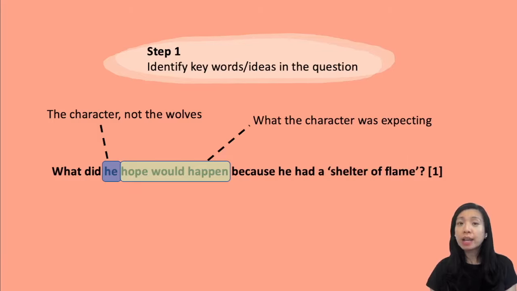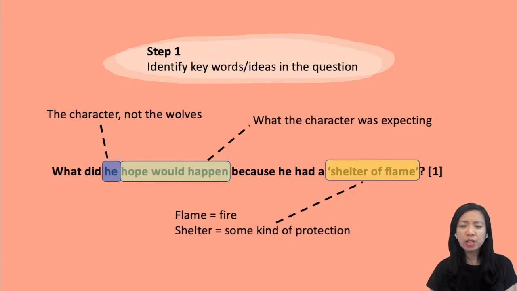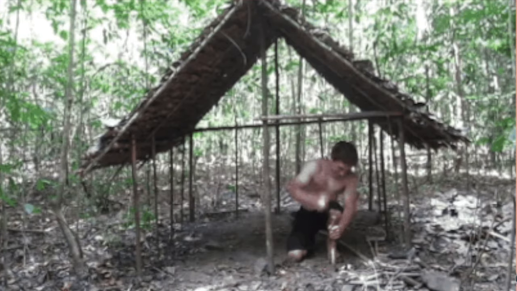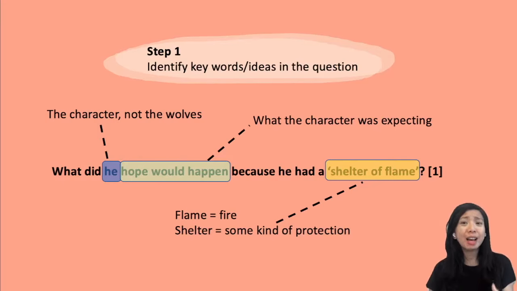Now, the third thing I would highlight is shelter of flame. So this shelter of flame actually tells us something, right? Flame actually refers to fire, and shelter is some kind of protection. So he's using this fire as a kind of protection in that sense. Okay, so now that we've identified the keywords, let's go on to step 2.